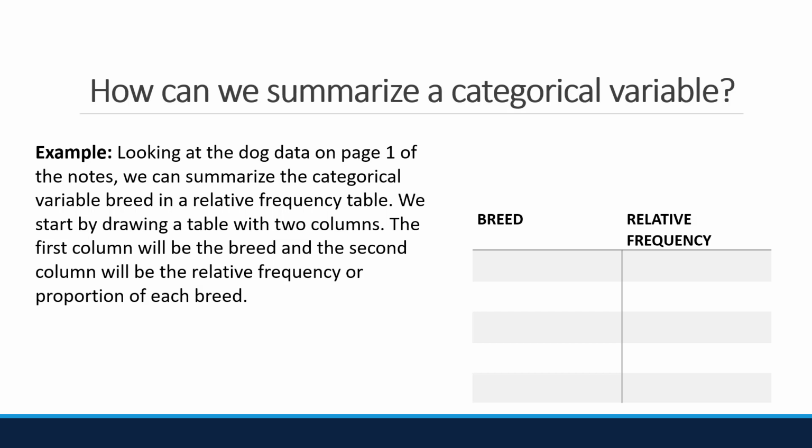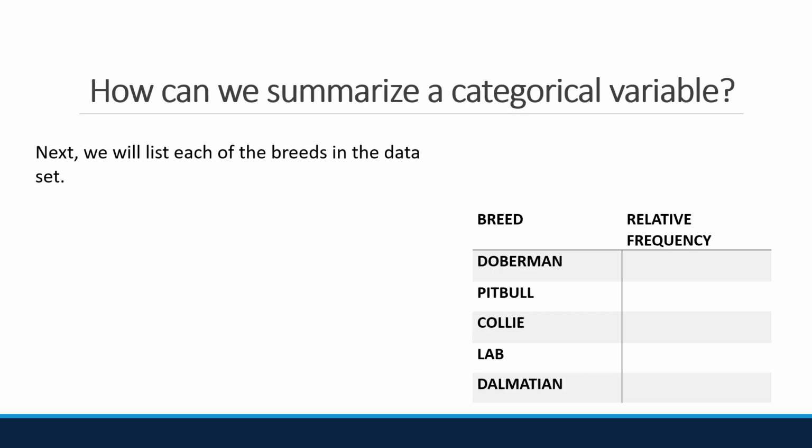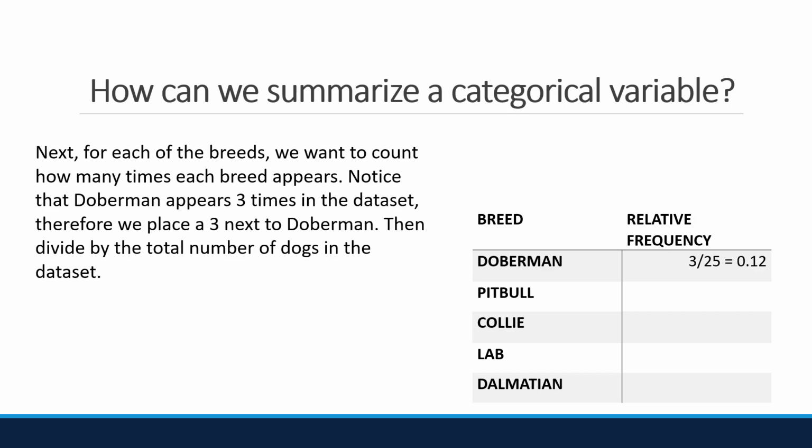Example, looking at the dog data on page 1 of the notes, we can summarize the categorical variable breed in a relative frequency table. We start by drawing the table with two columns. The first column will be breed and the second column will be relative frequency or proportion of each breed. Next, we list the breeds in the data set. Next, for each of the breeds, we want to count how many times each breed appears. Notice that Doberman appears 3 times in the data set. Therefore, we place a 3 next to Doberman, then divide by the total number of dogs in the data set, resulting in a relative frequency or proportion of 0.12.